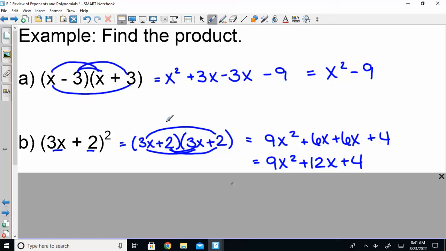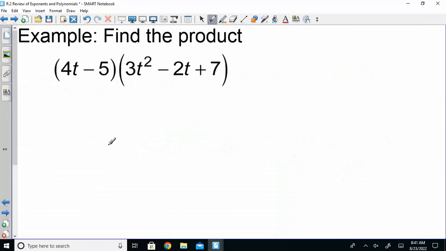What do we do if it's not just a binomial times binomial? This is really my last example. What do I do on this? Distribute. Yeah, we can't just call it foiling, but it's the same premise. We just take everything in the first times everything in the second.